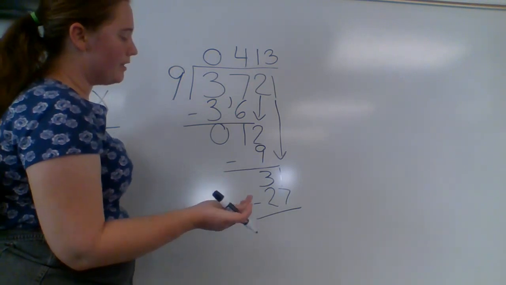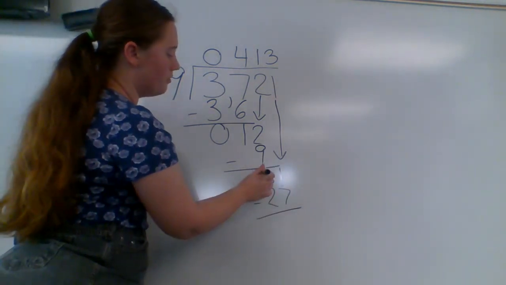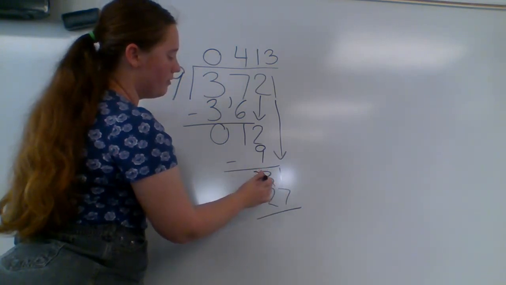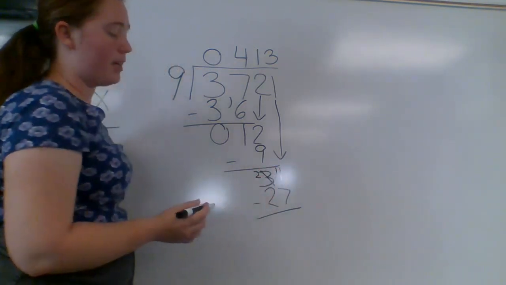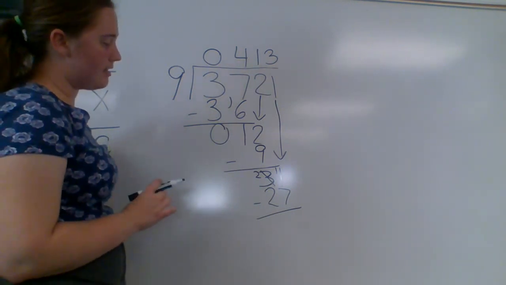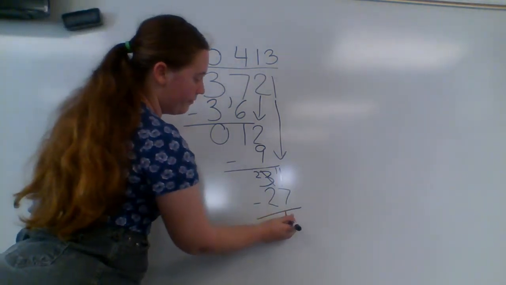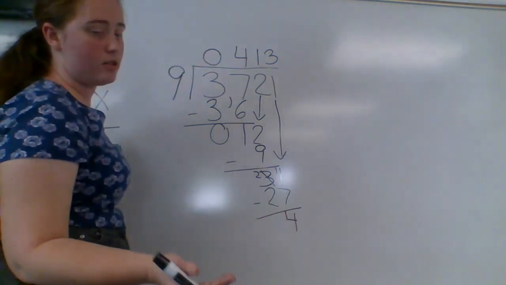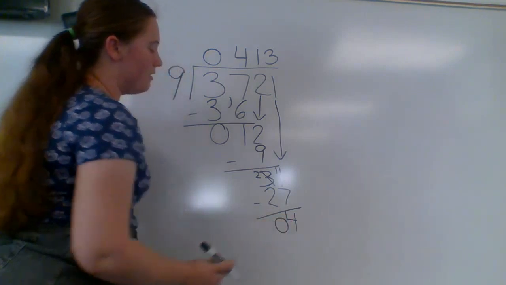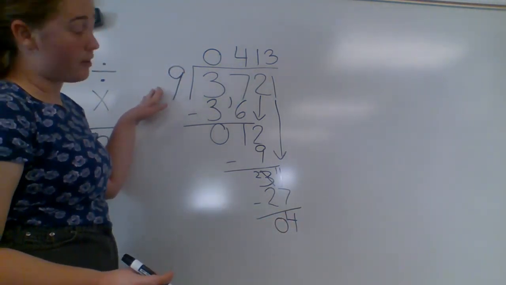So I'm still having a problem because I have that 1 minus 7. So we're going to have to borrow. 3 is going to become 2. 1 is going to become 11. And 11 minus 7 is, right, it's 4. And 2 minus 2, of course, is 0. 4 is smaller than 9, so it's a good comparison.